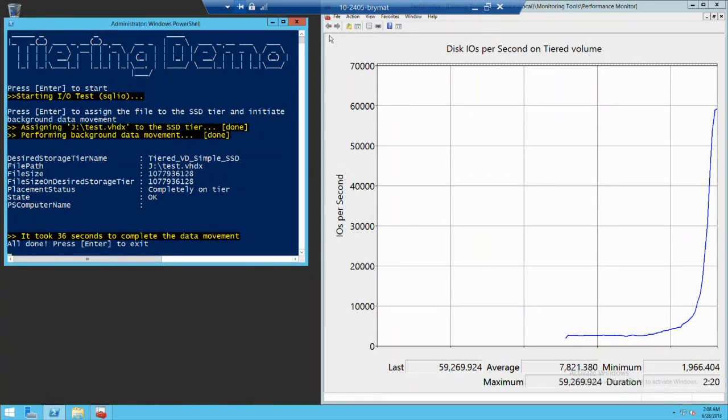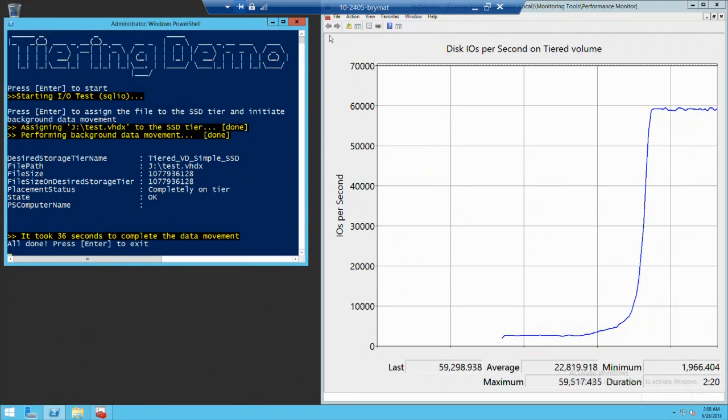The workload hasn't paused. My I/O is actually going up as more and more of these blocks get transitioned between the tiers, as more and more of these blocks get serviced from the SSD tier. It looks like it's done before I even finish talking. So all the blocks are now on the SSD tier. The entire file is located in that tier. So any I/O that was previously occurring to the HDD tier, it's now on the SSD tier.